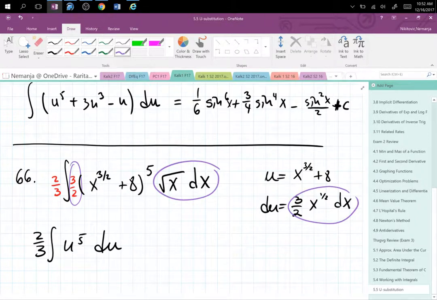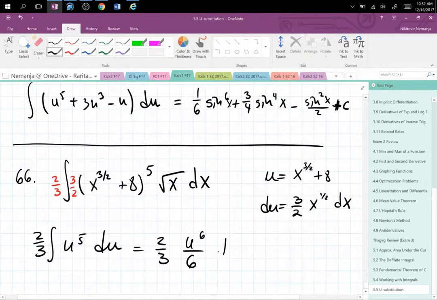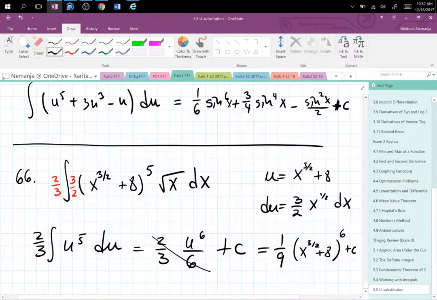So this horrible problem transformed into something simple. So we have 2/3 u to the 6 over 6 plus c. These cancel, so now it's 1/9. And we have (x to the 3/2 plus 8) to the 6 plus c. And that will be the answer. See you Monday. Bye-bye.